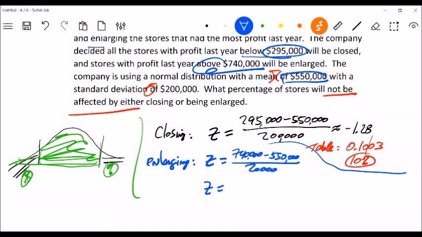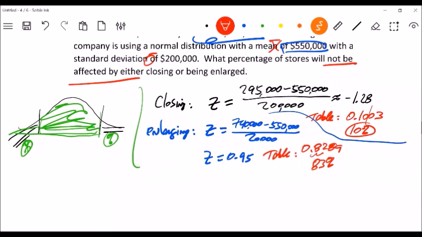That gives me a z of about 0.95. And in the table for that one, that's 0.8289. Move the decimal twice. The 9 makes the 8 a 9. That makes that a 3. That looks like 83%.